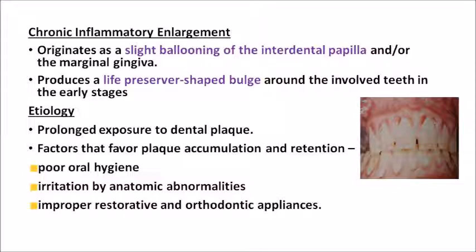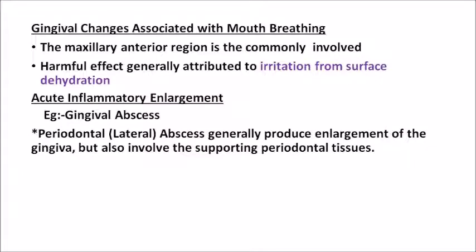It is due to prolonged exposure to dental plaque, and the factors that favor plaque accumulation and retention are poor oral hygiene, any irritation due to abnormal anatomy of the tooth, or improper restorative and orthodontic appliances. All these will produce chronic inflammatory enlargement in a patient. Now, gingival changes associated with mouth breathing are also considered chronic inflammatory enlargement. Chronic means it is extending for a period of time.